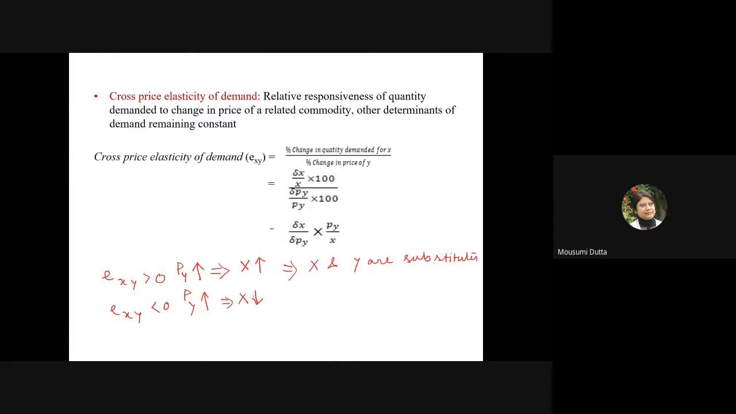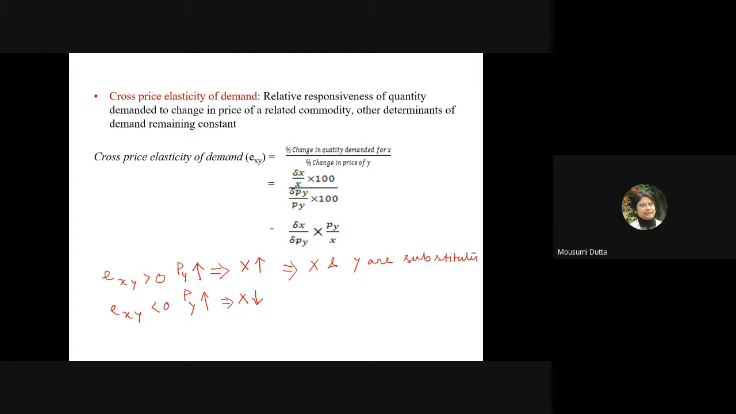Because the sign is negative. Okay. So price of Y is increasing, demand for X is falling. If the denominator increases, the numerator should fall. If the denominator falls, the numerator should increase. So this will be the relation when EXY is negative. Now EXY is negative, that indicates price of Y is increasing. That in turn is reducing the demand for Y. And this reduction in demand for Y in turn is reducing the demand for X.